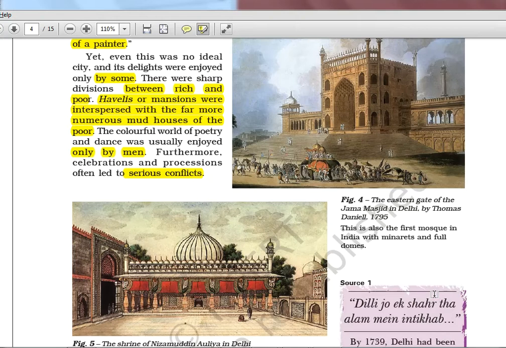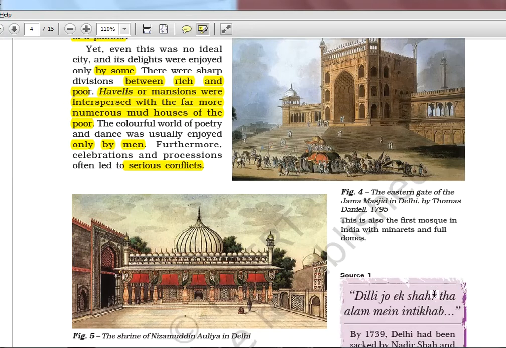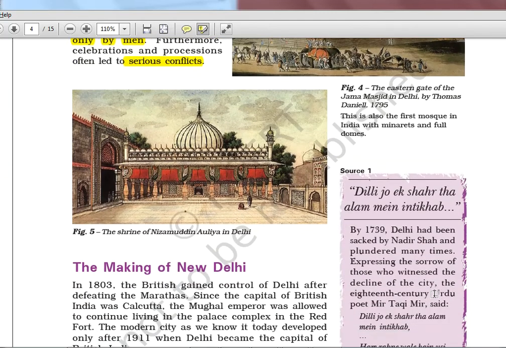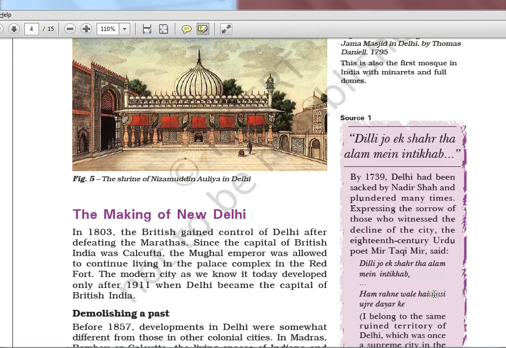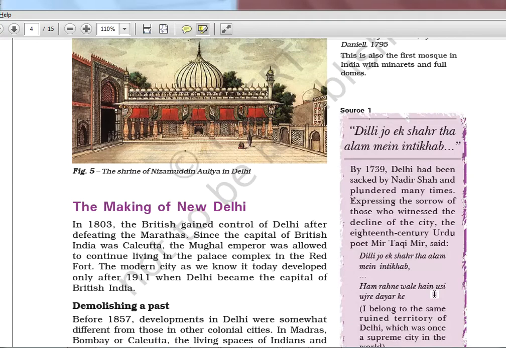Again, a good picture of the eastern gate of Jama Masjid in Delhi is shown. It is a painting by Thomas Daniell. Name not important, but the picture you can see. It is shown in old movies also. Shrine of Nizamuddin Auliya in Delhi. We know the different silsilas or different sects of Sufis. The Chishti silsila, I told you many important names in one of the chapters on Bhakti and Sufism, and this is again the shrine of one particular Chishti saint. Sorry, not Sikh, Sufi saint you can say. Nizamuddin Auliya in Delhi.